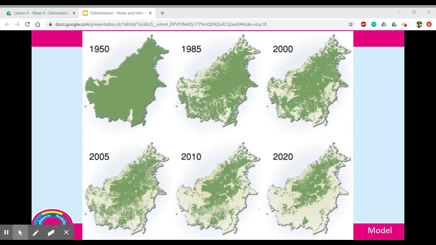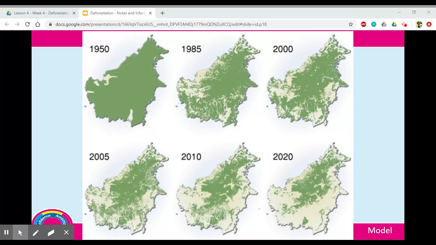Okay, let's have a look at this little infographic here. This just shows the magnitude of the deforestation that has happened since 1950. If you look at the top left, that is the original land coverage of the Amazon rainforest in 1950. And you can just see how over the years it's become more and more reduced, and it's now only a fraction of what actually survived there.